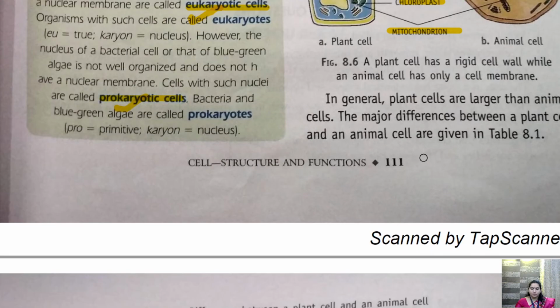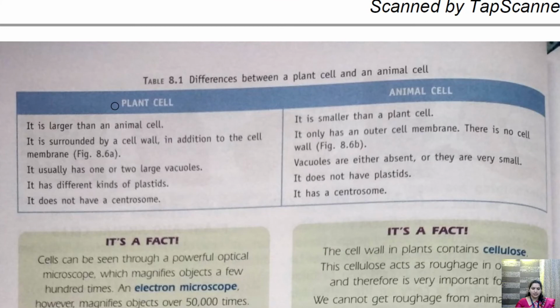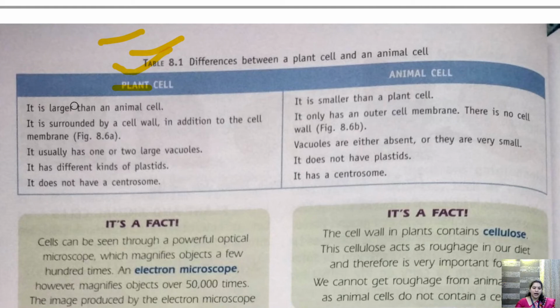So we have a few differences between plant cell and animal cell, which is very, very important, children. Please do learn this. So let's see. Plant cells are larger than animal cells. Animal cells are smaller than plant cells. ठीक है, एनिमल सेल स्मॉल होता है, प्लांट सेल बड़ा होता है. It is surrounded by cell wall in addition to cell membrane. Only outer cell membrane is present, no cell wall present in animal cell.